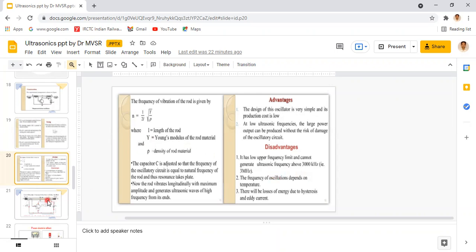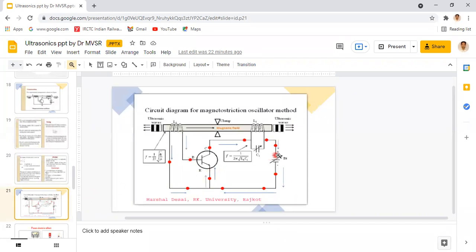Coming to the next slide, this is the animation picture showing how the ultrasonics are produced from the ends of the rod. A magnetic field is produced parallel to the length of the rod. This is the circuit diagram for the magnetostriction oscillator method. See in this animation how the rod will produce ultrasonic waves from its end faces. Here, f is equal to 1 by 2 pi square root of L1C1.